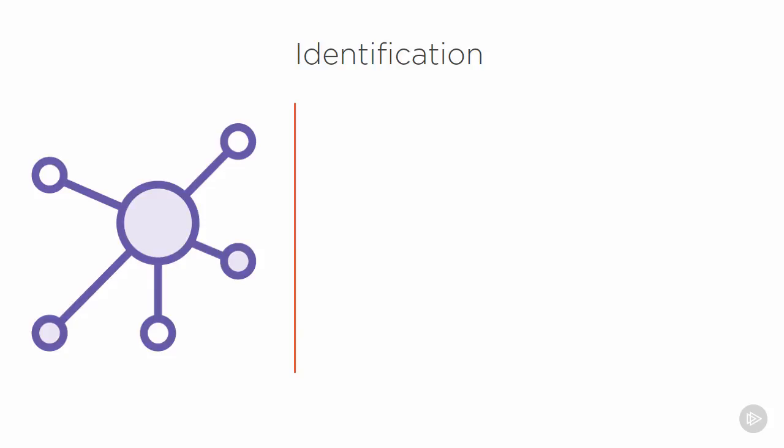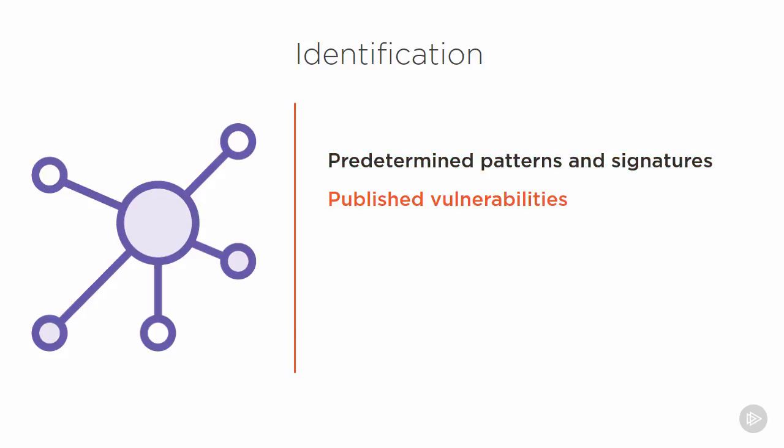The second stage of vulnerability assessment involves the identification of potential issues. Now that the hosts have been enumerated, the scanner is able to identify vulnerabilities based on predetermined patterns and signatures. These will typically be established from the review of published vulnerabilities. Security researchers will post vulnerability information to repositories such as the Common Vulnerabilities and Exposures site. This information can then be used to create the patterns necessary to perform vulnerability identification activities.